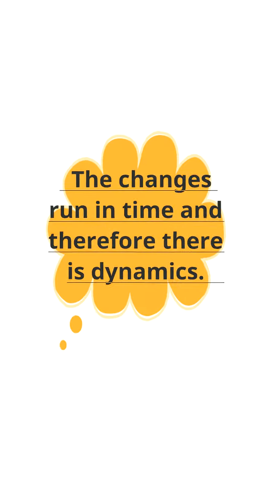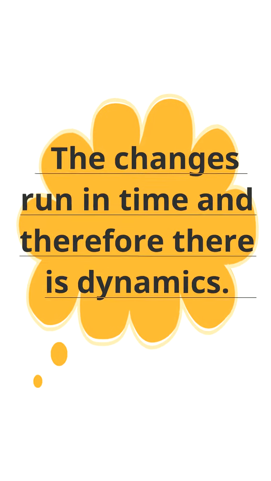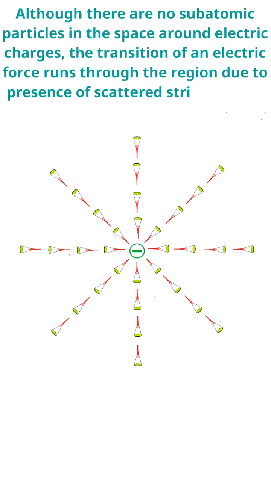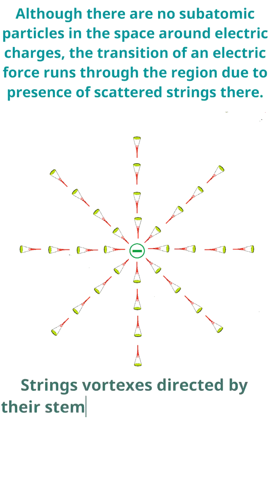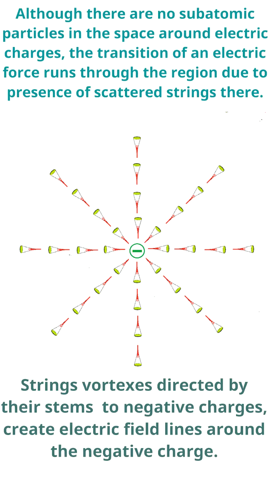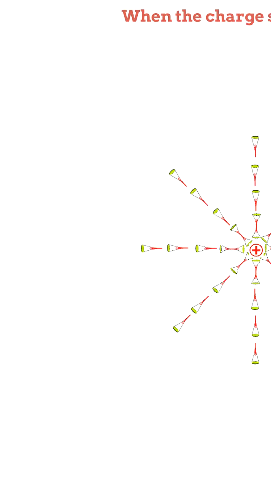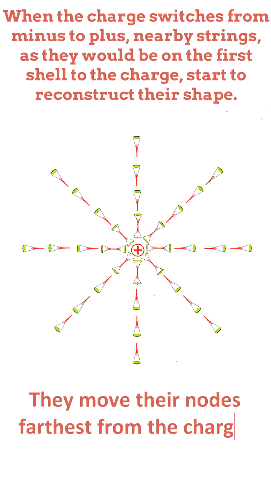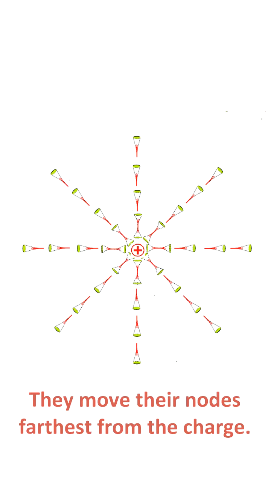Although there are no subatomic particles in the space around electric charges, the transition of an electric force runs through the region due to the presence of scattered strings there. String vortexes, directed by their stems to negative charges, create electric field lines around a negative charge. When the charge switches from positive to negative, nearby strings, as they would be on the first shell, start to reconstruct their shape.